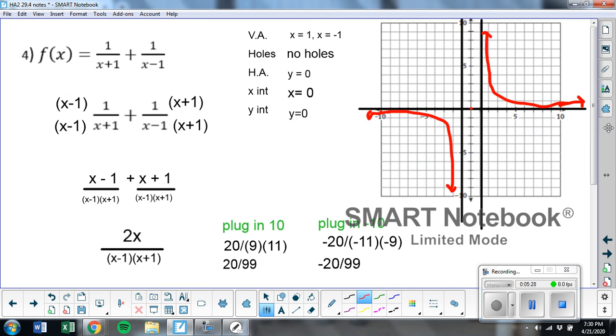If you're not sure, you can always plug in 4 to this over here and see what you get. You could plug in 3 and see what you get. You can plot more points if you want, but you don't have to. I would just do negative 10 and 10.